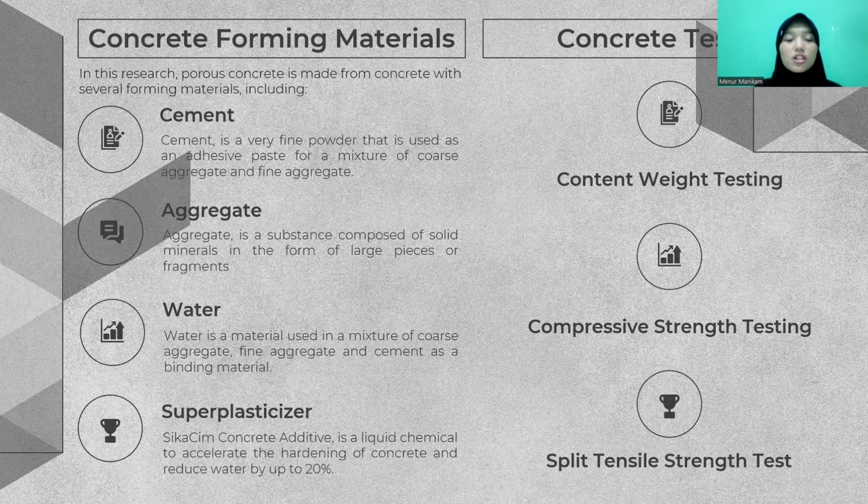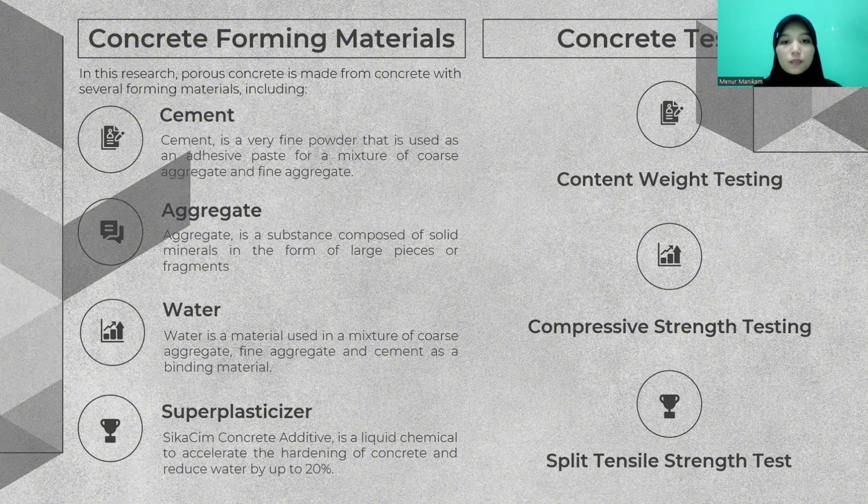Okay, the second methodology is concrete testing. So in this research, there are 3 tests of the concrete. That is unit weight testing, compressive strength testing, and split tensile strength testing. For the unit weight testing, this test is conducted to determine the unit weight and volume of the concrete mixture in concrete with variations in coarse aggregate size of 19 mm, 12.5 mm, and 9.5 mm, and concrete with superplasticizer added materials.